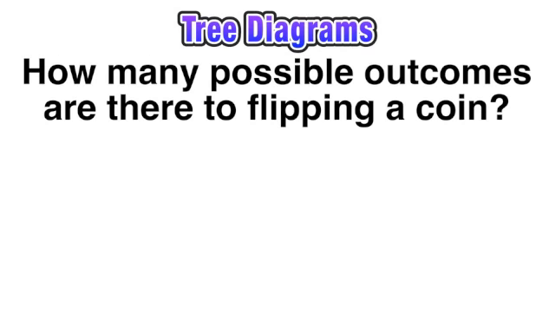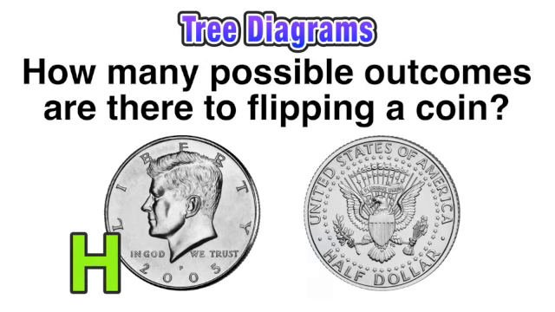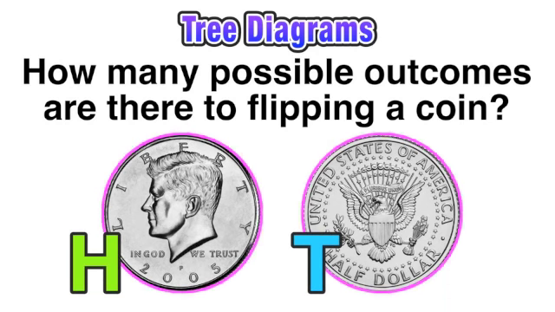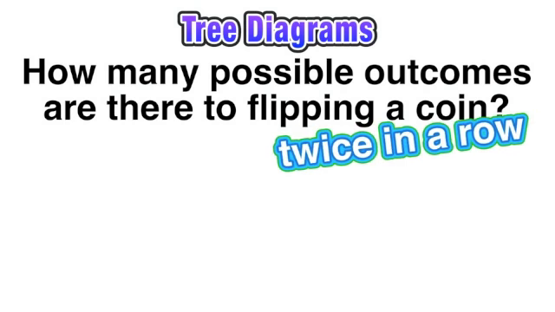Easy question. How many possible outcomes are there to flipping a coin? Well, we should know that we only have two possible outcomes. We can either get heads or we can get tails. But what about the possible number of outcomes for flipping a coin twice in a row?